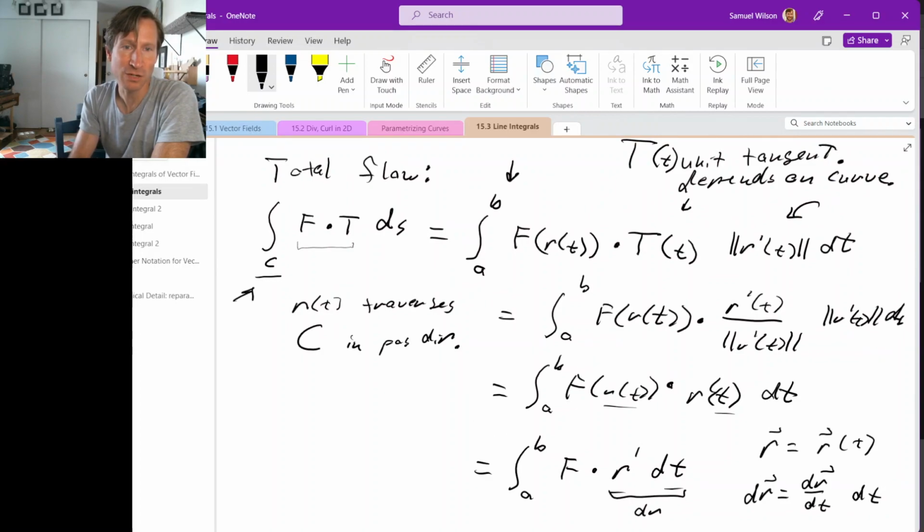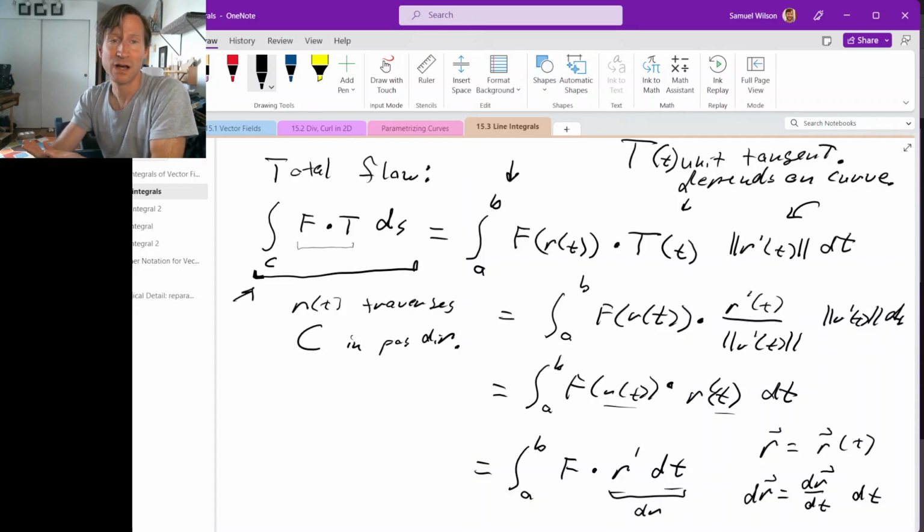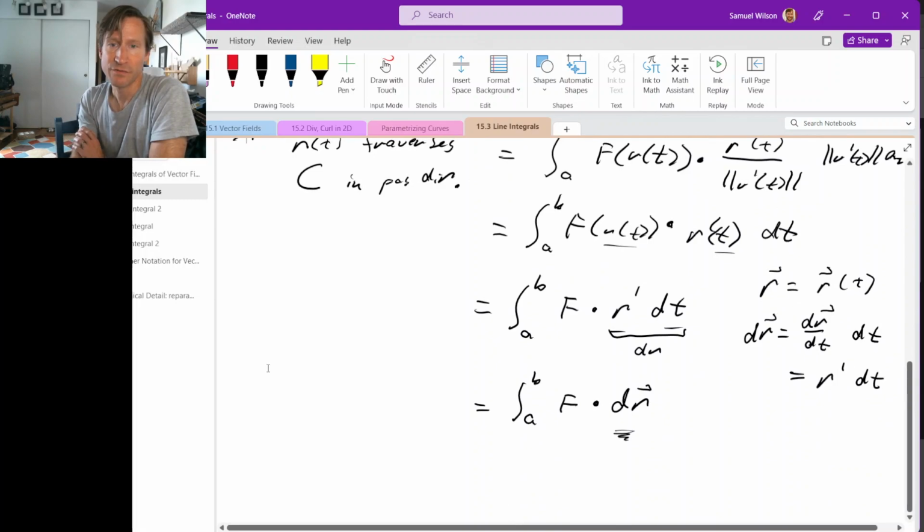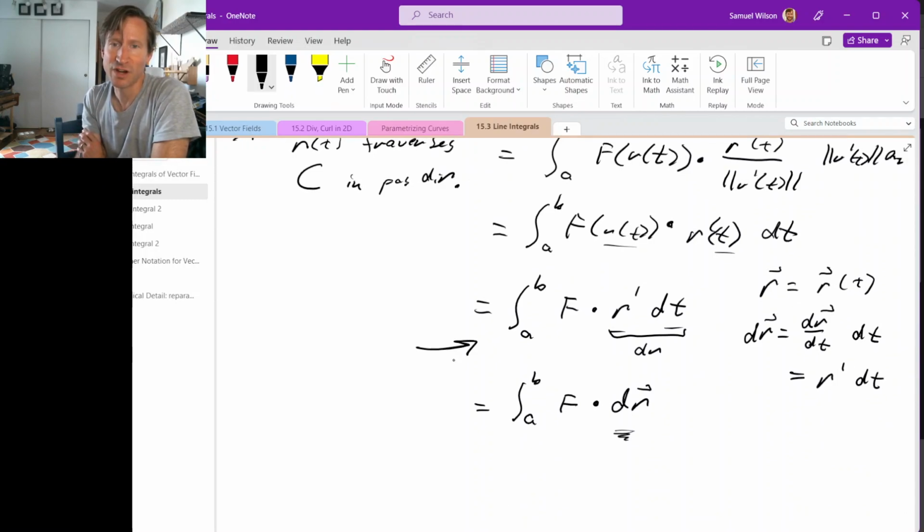So now we have three decent ways of writing this flow integral. Our original idea, which is notation that we will keep when we need to mention flow integrals in general: the integral over the curve of vector field dot unit tangent ds. And then two ways of expressing what this turns into when it's parametrized. The first way is this, F dot r prime dt, and the second way is this, integral of F dot dr.